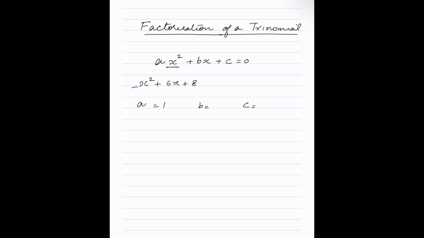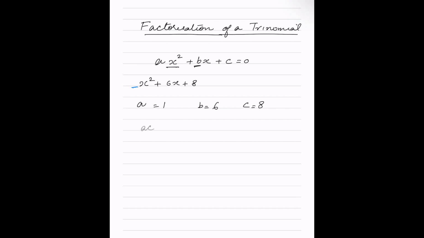B, what is b? B is the coefficient of x. So correspondingly in the given equation, the coefficient of x is 6. C is the constant term. Constant term means the term that does not have any variable. So here x is the variable, and 8 is the constant term. So you first identify A, B, and C.